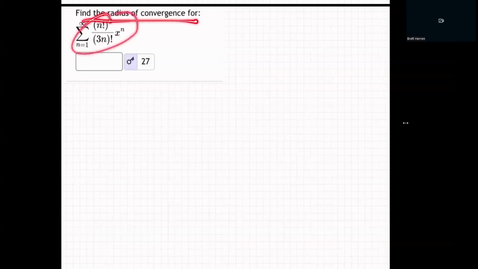Find the radius of convergence for that function. That looks tricky. We're going to do the ratio test.